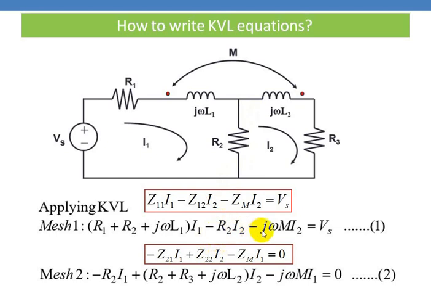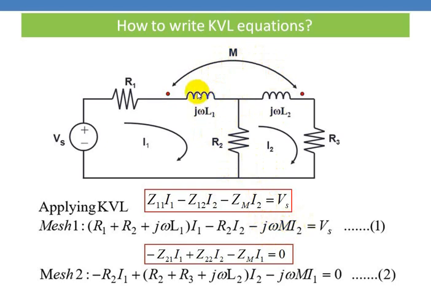Then the last term. In normal mesh analysis of AC circuits, we will stop here. In coupled circuits, you have to consider the voltage drop in the mutual inductance also. Since only one coil is present in this mesh, there will be one voltage drop due to mutual inductance. Let us see how to write it. The mutual inductance is M. Its reactance will be j omega M. So multiply this with j omega M.